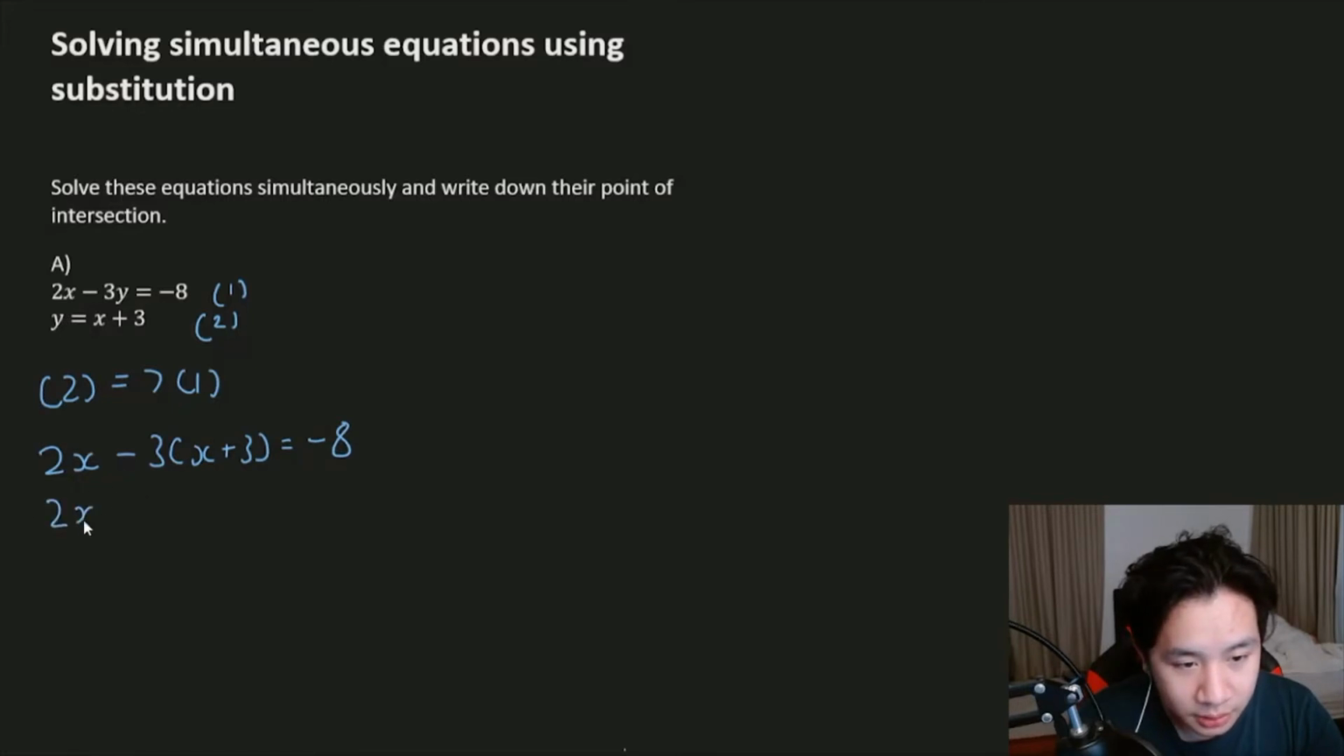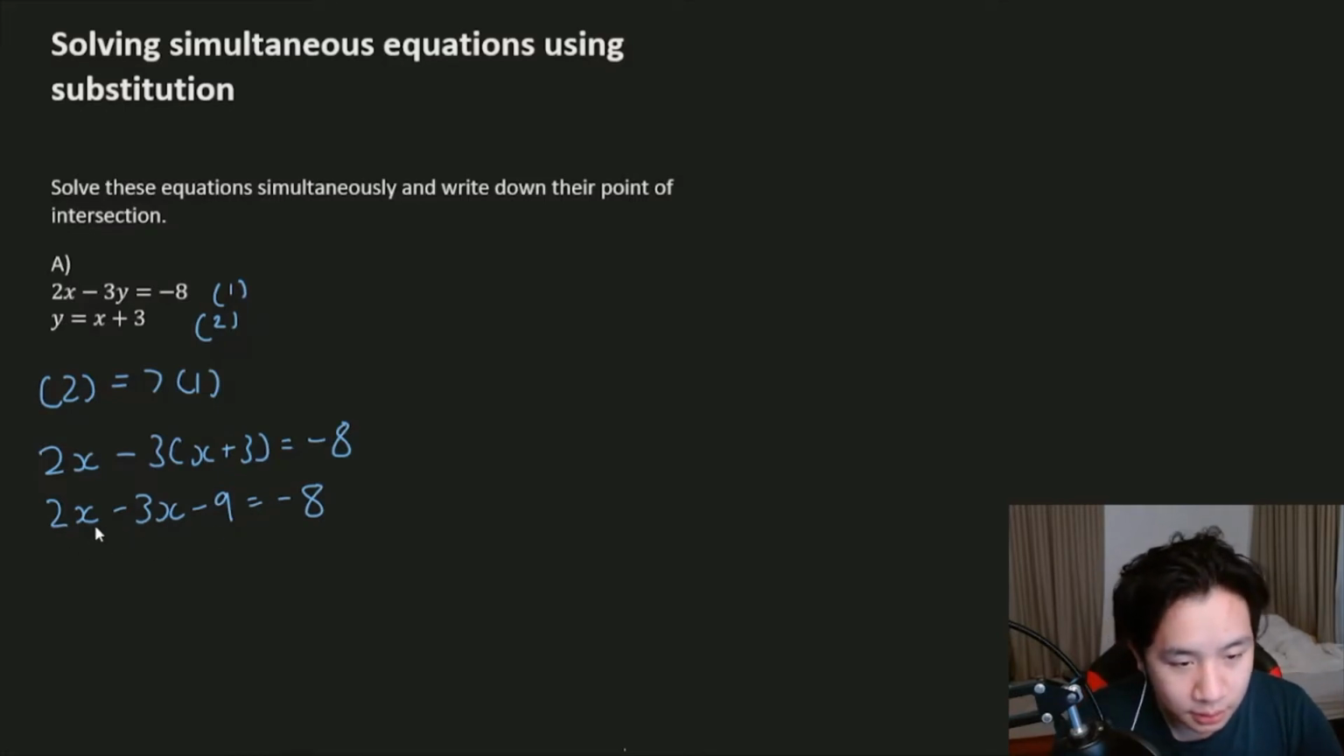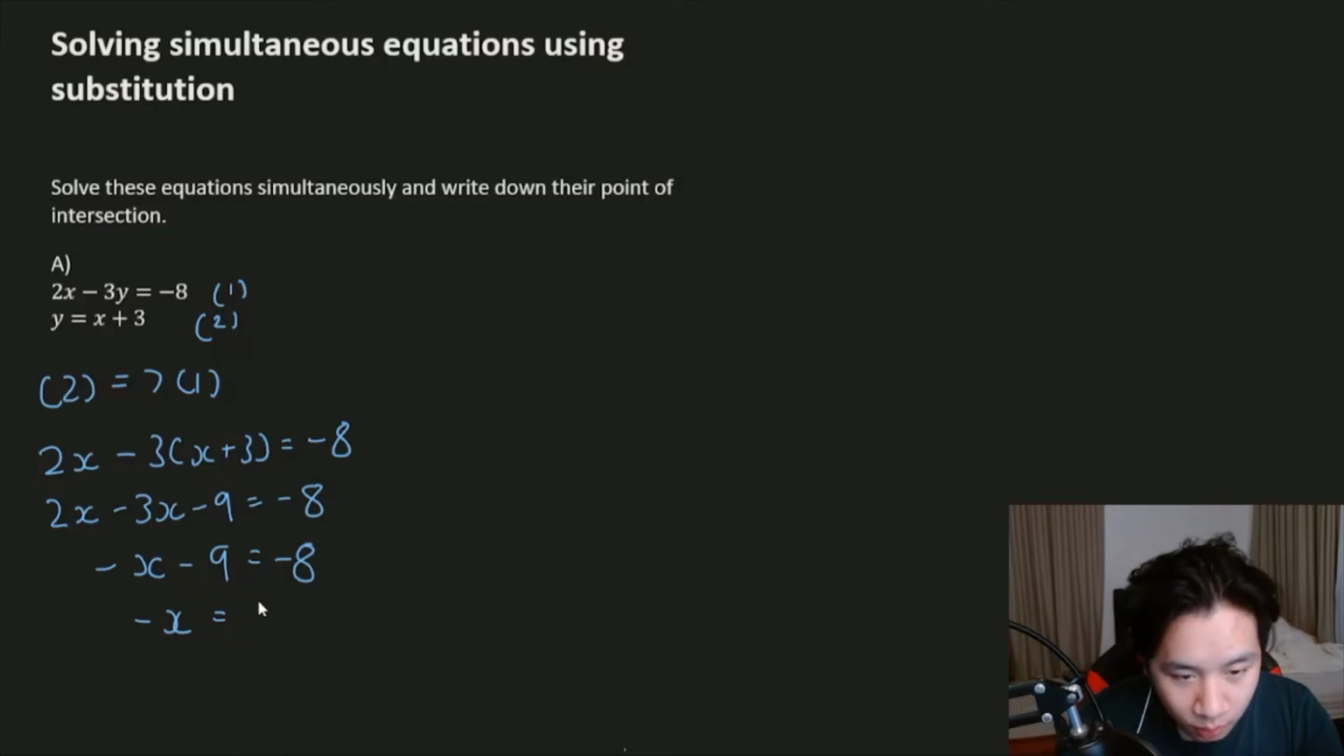We have 2x minus 3 times x, that is minus 3x. Minus 3 times plus 3, that is minus 9. Equals negative 8. Collect these two together, so 2x minus 3x, that is minus x, minus 9 equals minus 8. Bring this minus 9 over, so we have minus x equals 1. And then x is equal to negative 1.